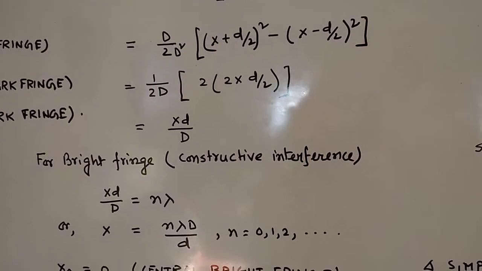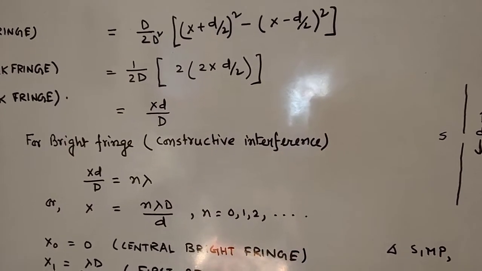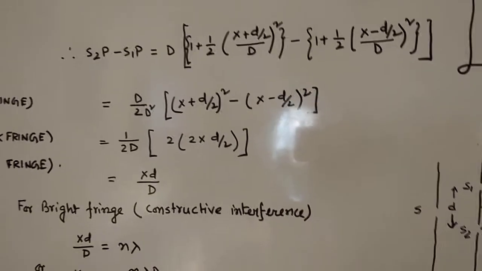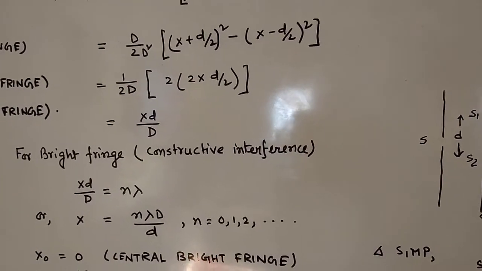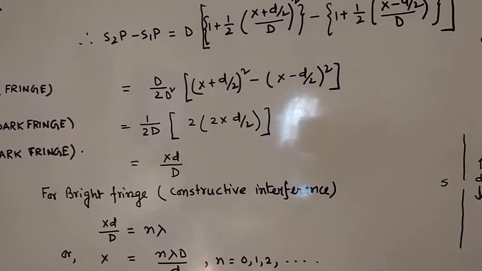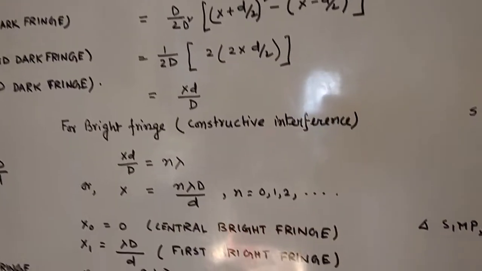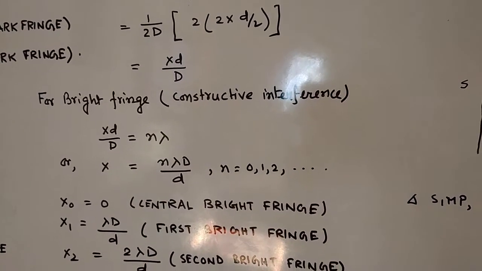Now for bright fringe or constructive interference, already we have defined the expression in our last class. The path difference is n lambda, where n varies from 0, 1 and so on. So in place of path difference, we can substitute x small d by capital D. So x comes out to be n lambda capital D by small d.